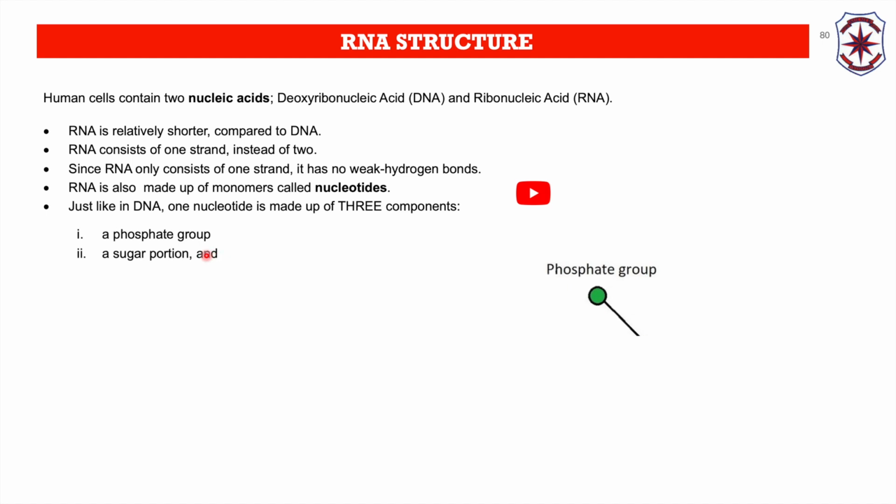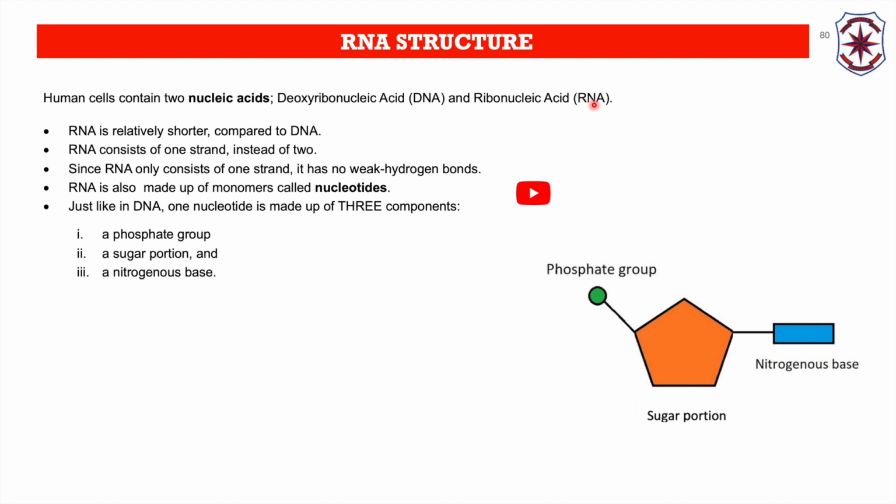The second component will be a sugar portion. There we go. And then the last one will be a nitrogenous base. So this whole thing is one building block of RNA. Okay, guys? So this whole thing is a monomer of an RNA. It is a nucleotide of RNA. It consists of 3 parts or 3 components: a phosphate group, a sugar portion, and a nitrogenous base.